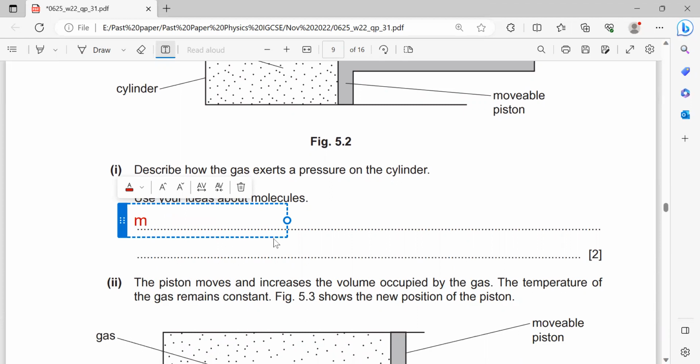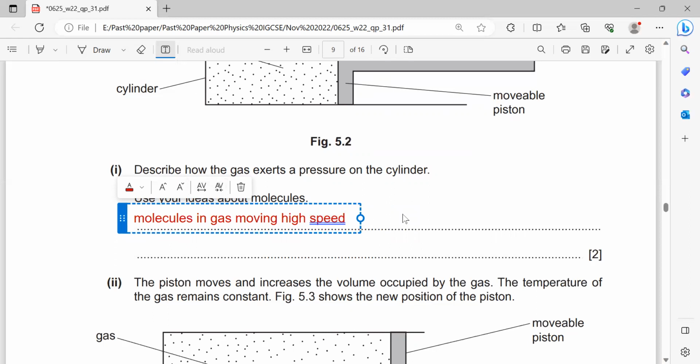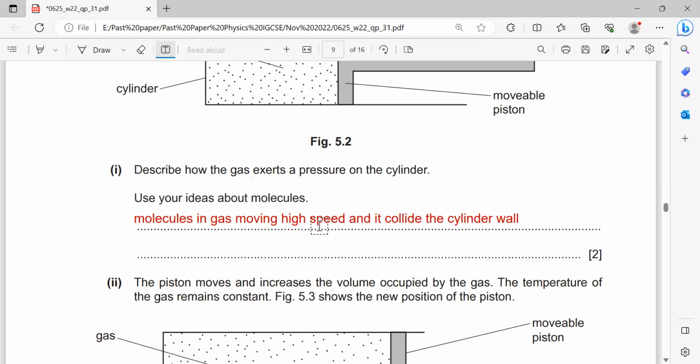Molecules in gas are moving at high speed inside the cylinder, and then they collide with the cylinder wall. So that's it.